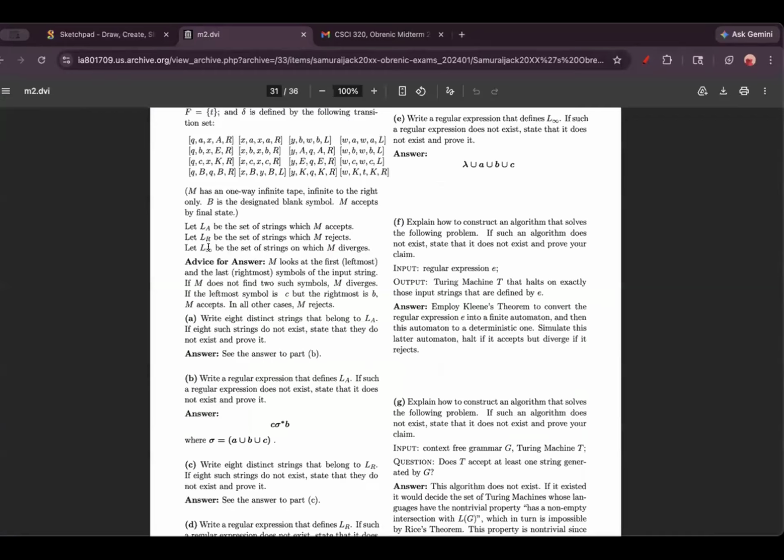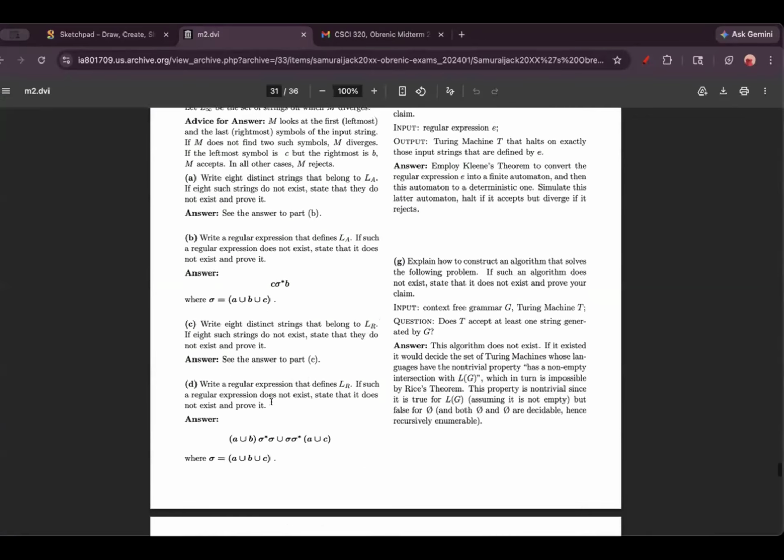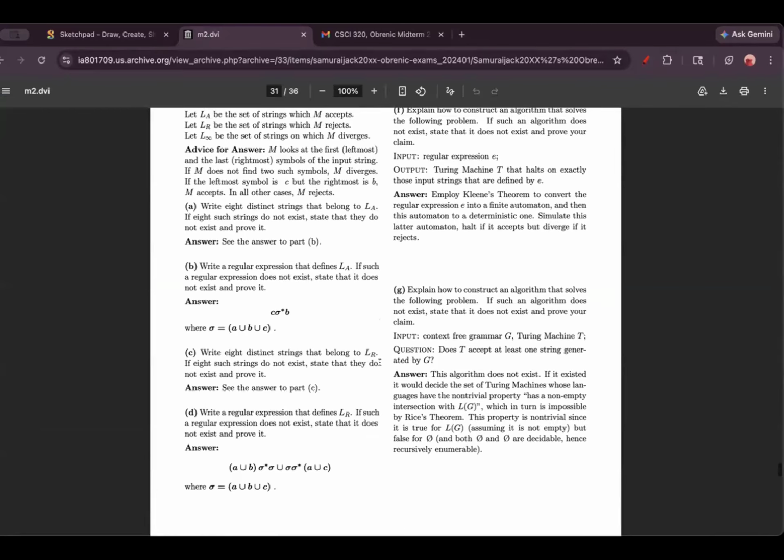Let's see the next part. Write 8 distinct strings that belong to LR. If such strings do not exist, state that they do not exist and prove it. Whenever they say prove it, keep in mind that you might have to use the pumping lemma for it.